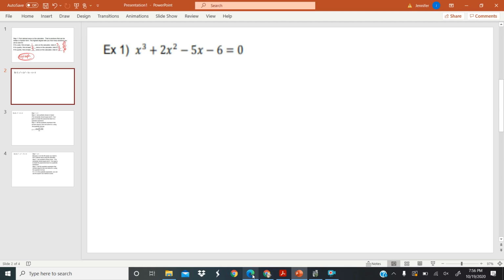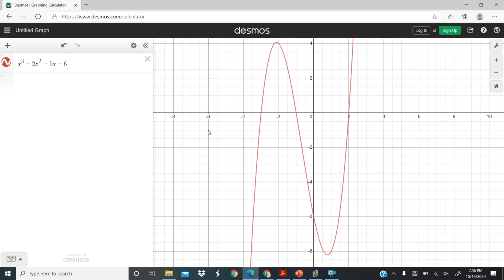I went ahead and graphed that equation on Desmos, and we're looking for where it equals zero, so that's going to be all of our zeros. Since it's x cubed, we're looking for 3 different zeros. We kind of got lucky on this one because you can see all 3 zeros on the graph. So the 3 solutions that satisfy x cubed plus 2x squared minus 5x minus 6 equals 0 are x equals -3, -1, and 2.